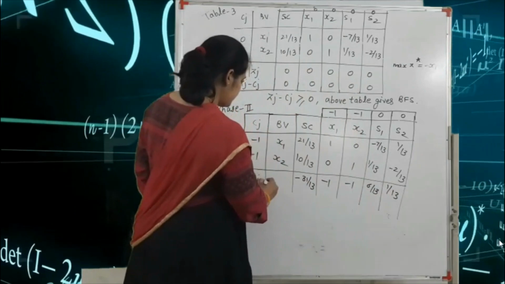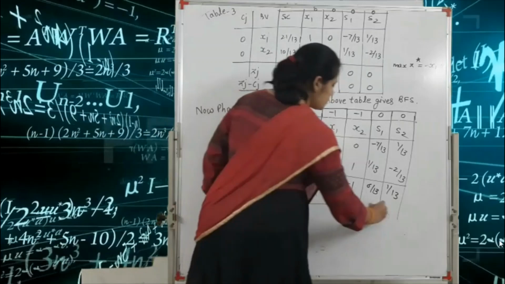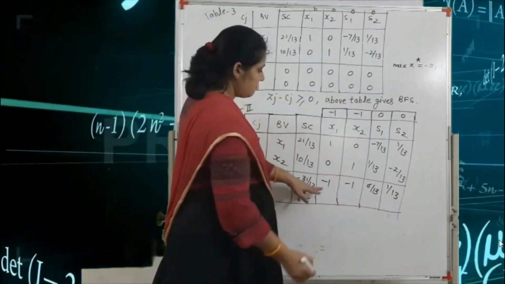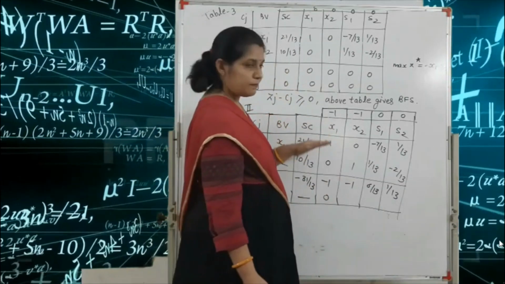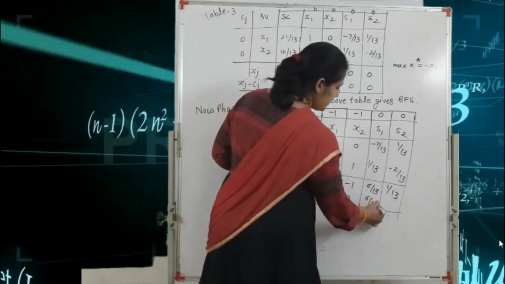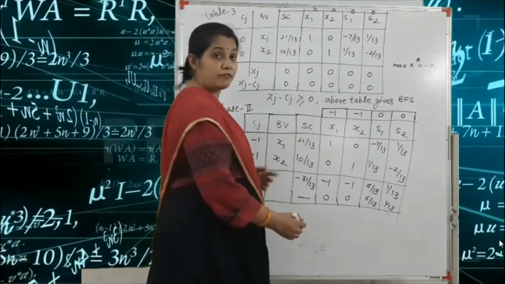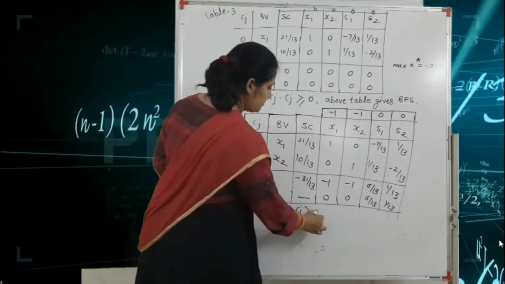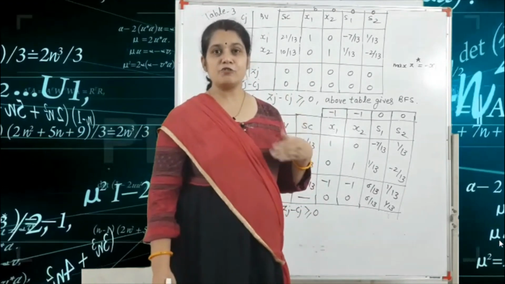Okay, so this is our Zj value. Next we find Zj minus Cj. So our Zj minus Cj values are: minus 1 minus minus 1, so 0; minus 1 minus minus 1, so 0; 6 by 13 minus 0, so 6 by 13; and 1 by 13 minus 0, so 1 by 13. Okay, so for phase 2, all the values of Zj minus Cj are greater than or equal to 0. That means our solution is completed for phase 2 table 1.